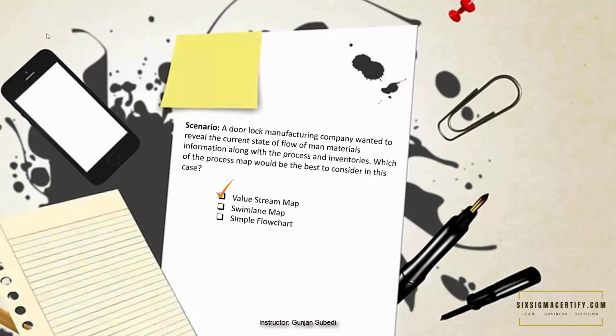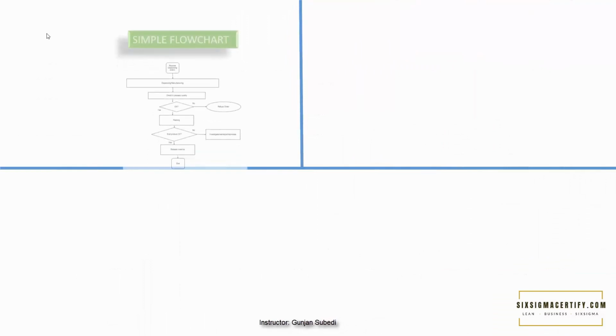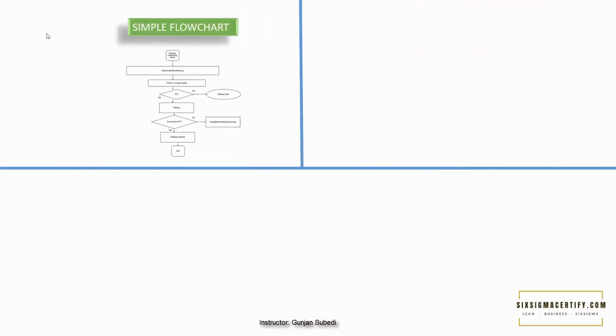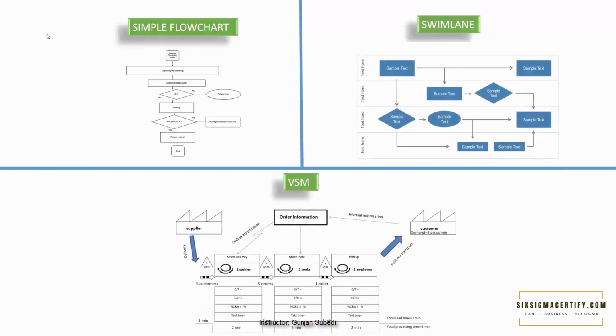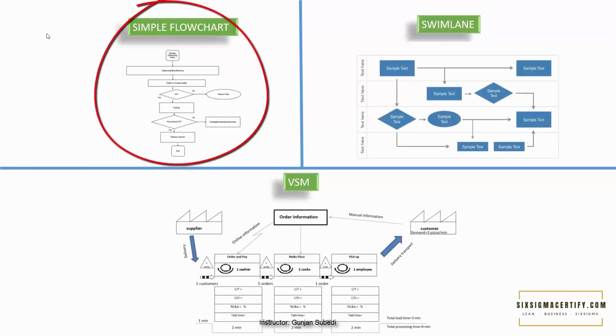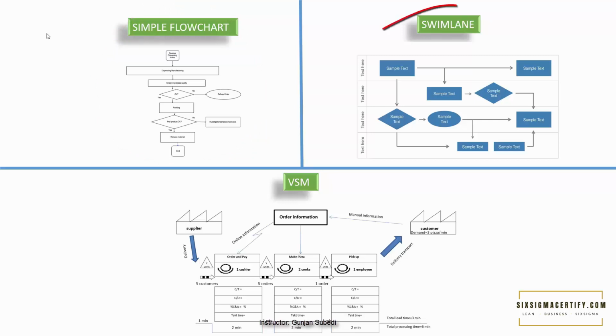Yes, the correct option is value stream map. So there are different kinds of flowchart or process maps such as simple flowchart, swim lane map, and value stream map. Simple flowcharts are basically used to show simple process information. We cannot derive major information about the role of different departments or the flow of information or actual flow of the materials with this flowchart.